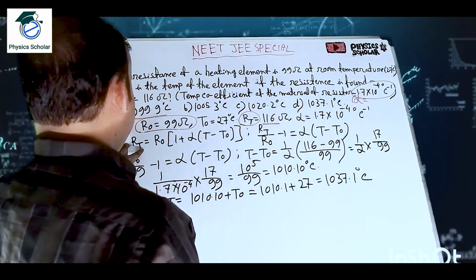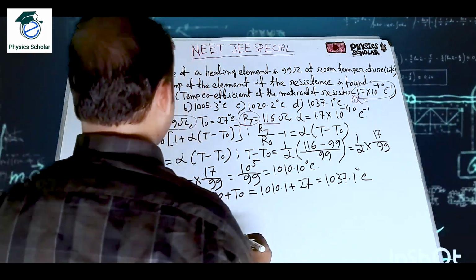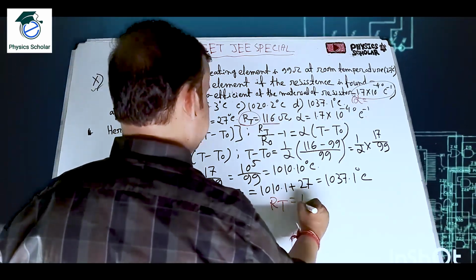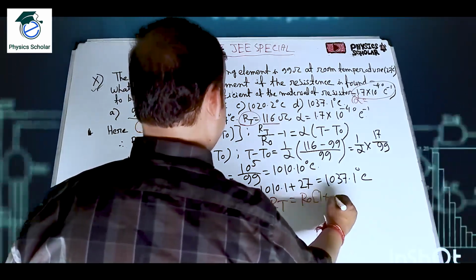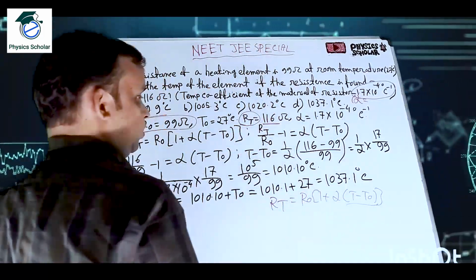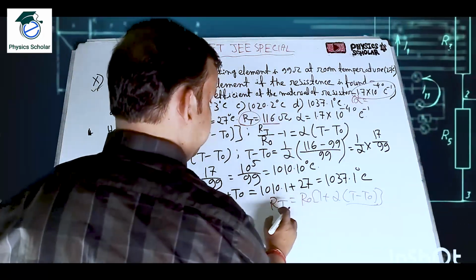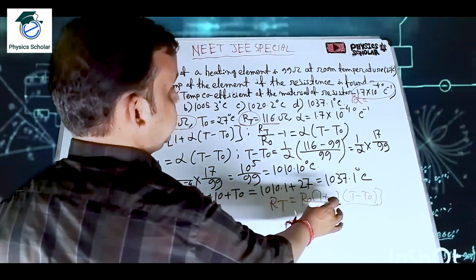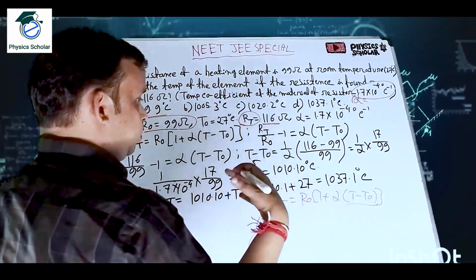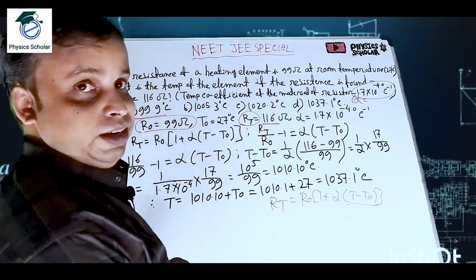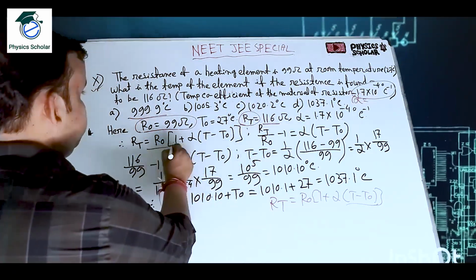Clear? So now what is the formula? What is the formula we know? RT is equal to R0 into 1 plus alpha into T minus T0. That means change in temperature, or increase in temperature. Clear? So RT is the final resistance. R0 was the initial resistance. Alpha is the temperature coefficient of resistance. And T minus T0 is the increase in temperature. Clear? So that formula we have used over here.